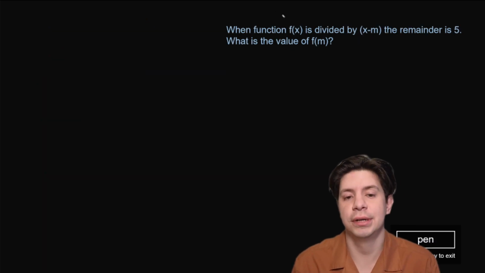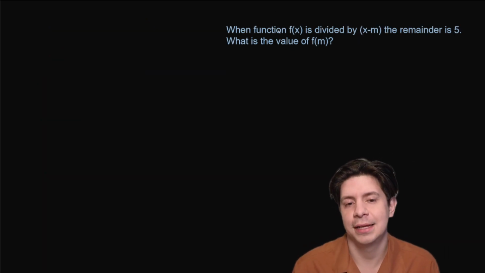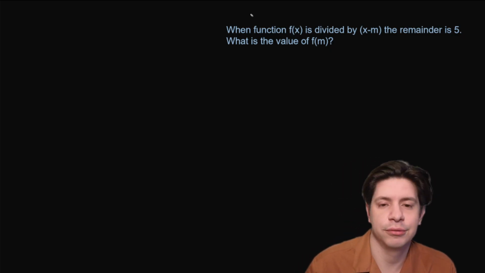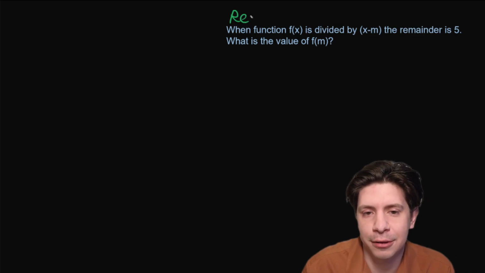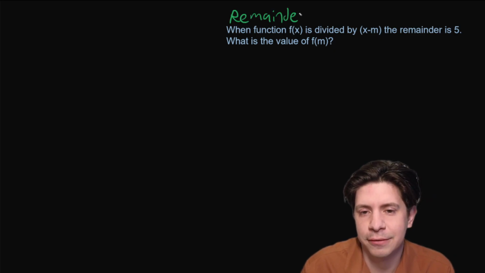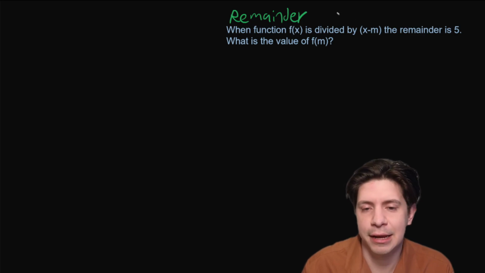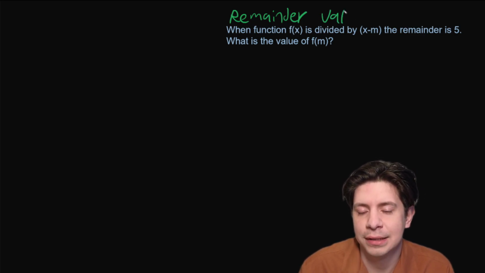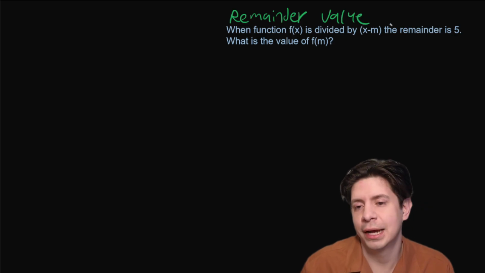Okay, so on this one, this is more abstract even than the last ones. When function f of x is divided by x minus m, the remainder is 5. What is the value of f of m? So we're going to be talking about remainder value theorem, which is the fact that when you divide by x minus a or x minus m, however you call it, the value you get as the remainder is the value you would get if you plugged it in.